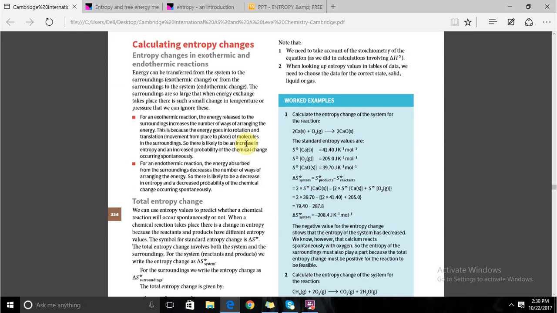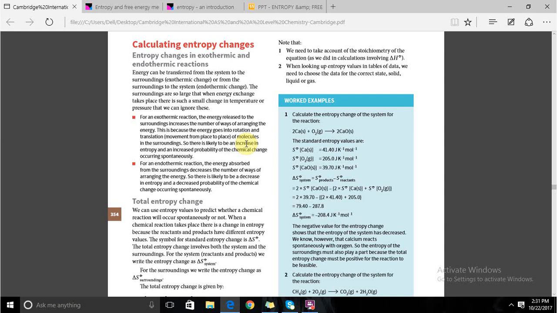For an exothermic reaction, the energy released to the surroundings increases the number of ways of arranging the energy, because we have more energy, and because energy goes into rotation and translation of molecules in the surroundings, and so there is likely to be an increase in entropy and an increased probability of the chemical change occurring spontaneously.